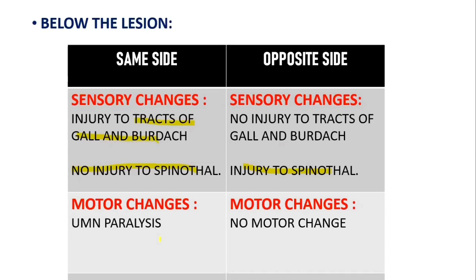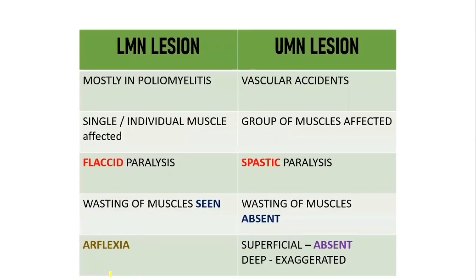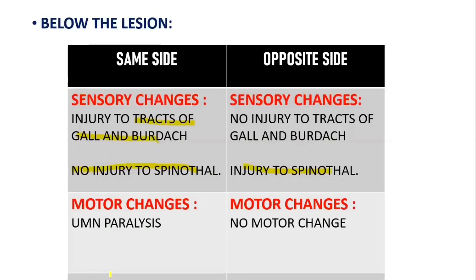Motor changes below the lesion are going to be UMN paralysis. Okay, so below the lesion, remember, opposite side. So that's going to be UMN paralysis. Above the level, you do not have much changes, so I have not included above the level. Probably for completion's sake, you can write it.